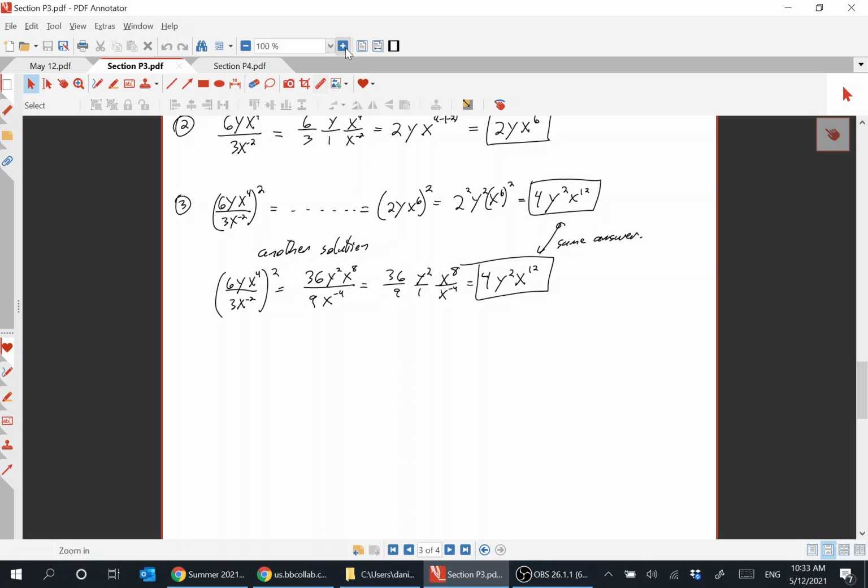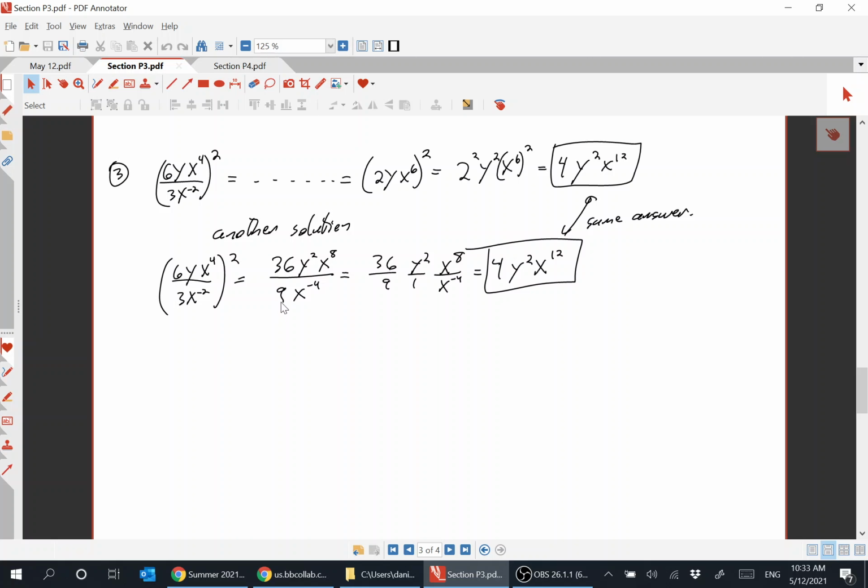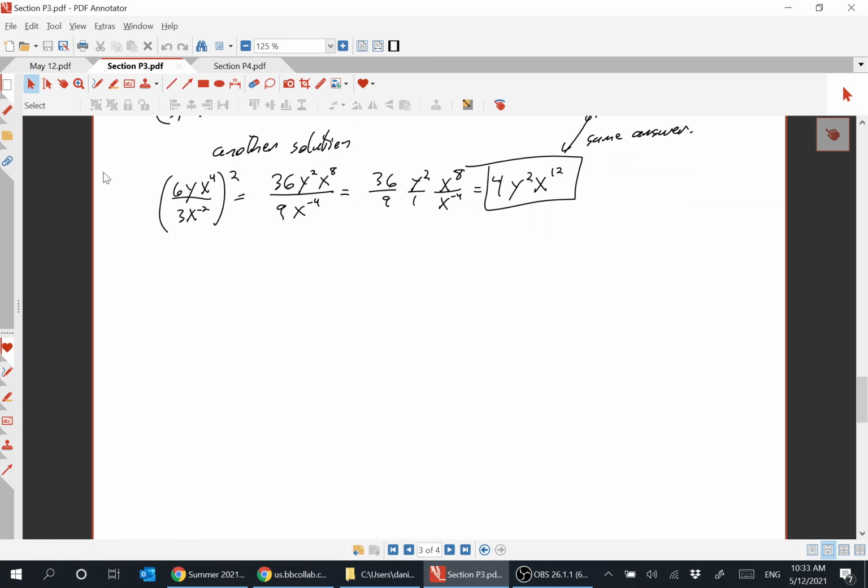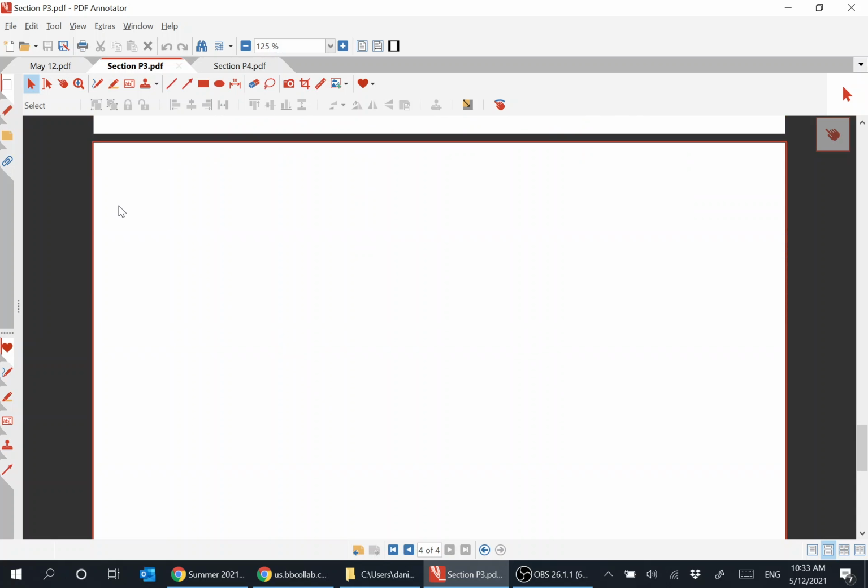Alrighty, so we're done with section P3. There's one final topic in P3. I'm not going to ask you any questions about it, but we do need to go over it a little bit, and that's called scientific notation.